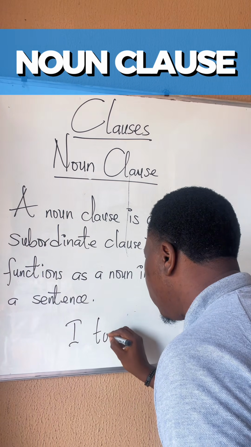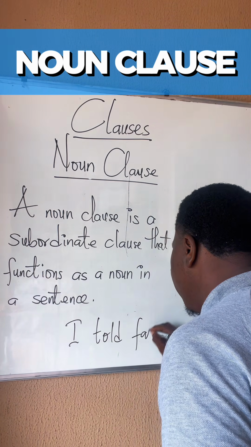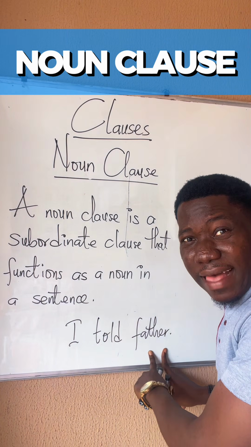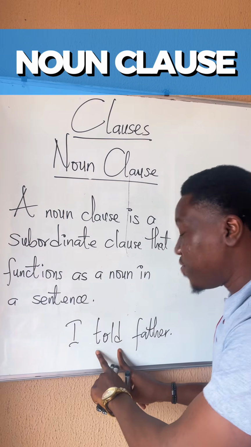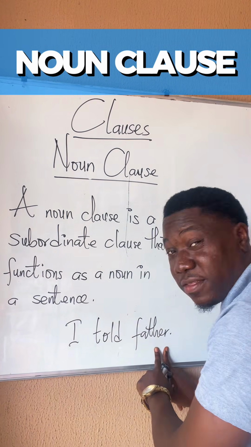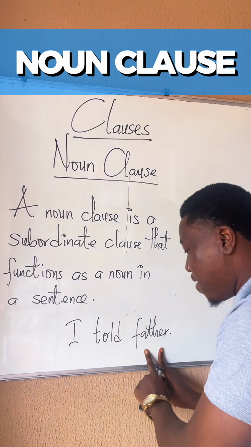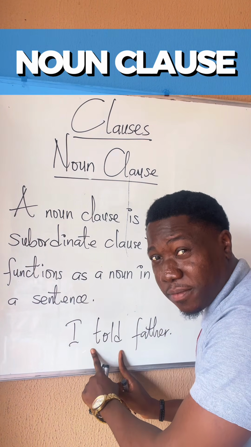I told father. Father here is a noun. And father is acting as what? As the object of the verb told. Object of the verb. So we've seen a noun acting as the subject of a sentence. Now we see a noun acting as the object of the verb.